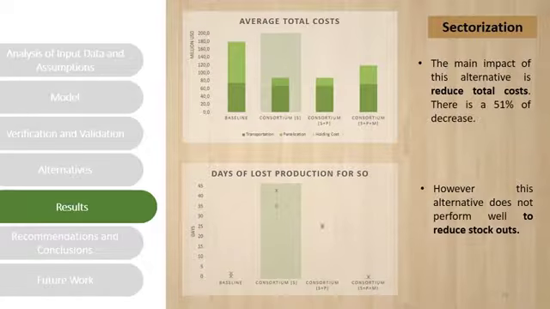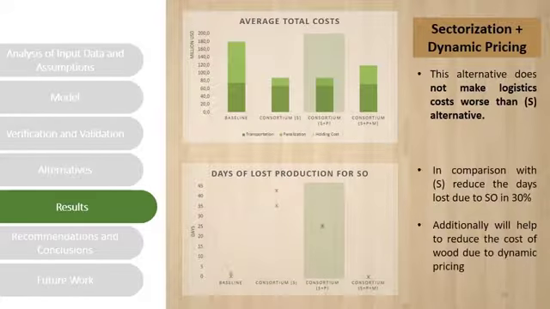The main impact of the first alternative is to reduce the total costs. As the figure shows, there is a reduction of 51% in the total costs in comparison with the baseline model. However, this is not efficient at reducing stockouts because mills cannot access the production of all logging operations. When dynamic pricing is added, the costs remain the same, but there is an additional reduction of 30% in days lost due to stockouts in comparison with the previous alternative, showing a more efficient reaction to panic moments.